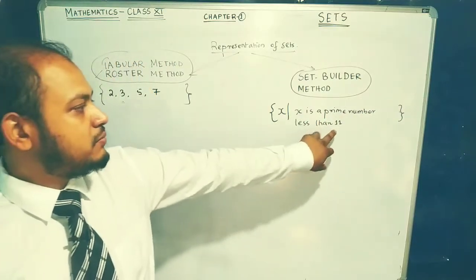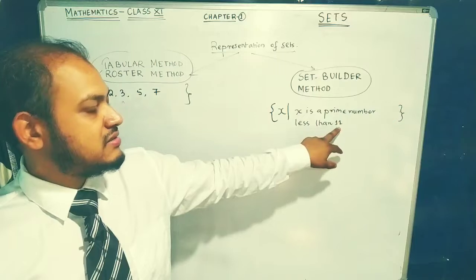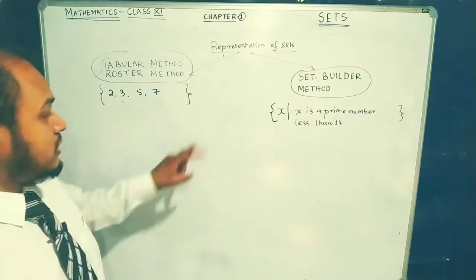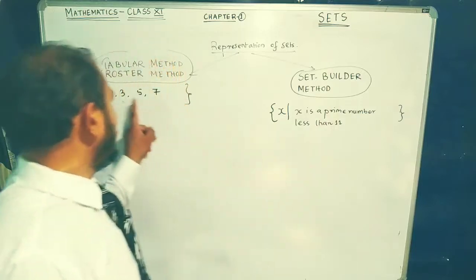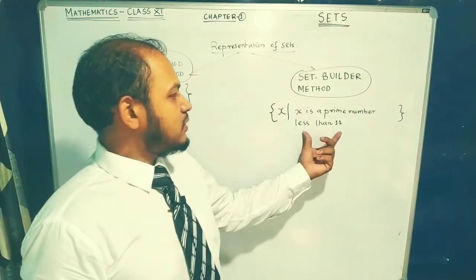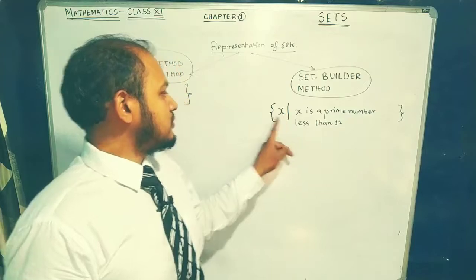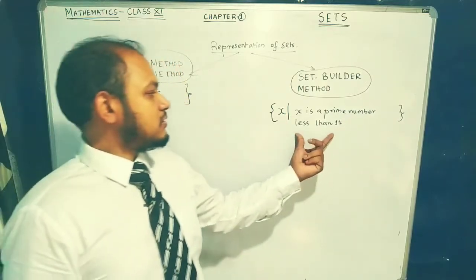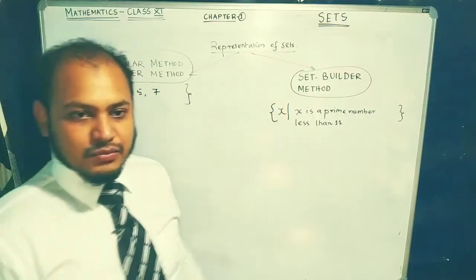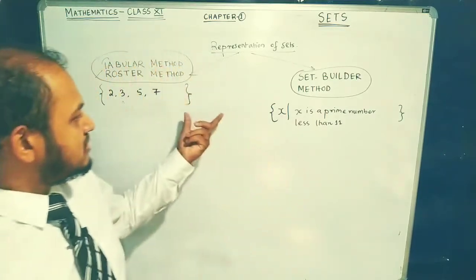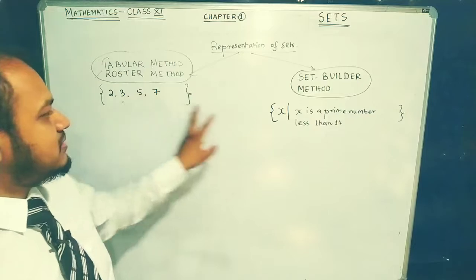So what is the first prime number that is less than 11? It is 2. What is the second prime number that is less than 11? That is 3. What is the next prime number that is less than 11? It is 5. What is the next prime number? It is 7. So this set and this set, they are both the same. Just the ways of expressing the same contents is different.